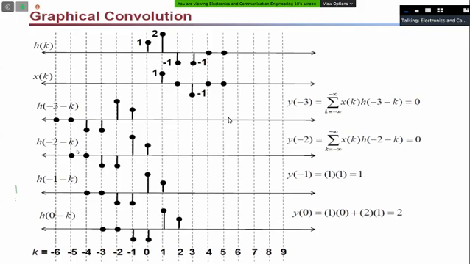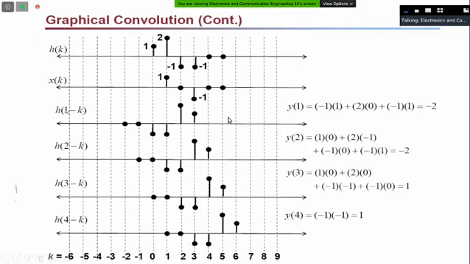Similarly, you shift the hk sequence one step towards left by putting n equal to -2, and you calculate the value again by the same method. You will see that y of -2 is 0, y of -3 will also be 0. Now you will have to calculate the values on the right side of the sequence. Now you have to shift the hk sequence towards right by putting n equal to 1.